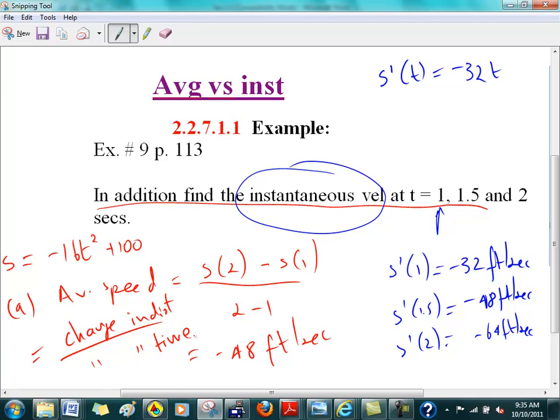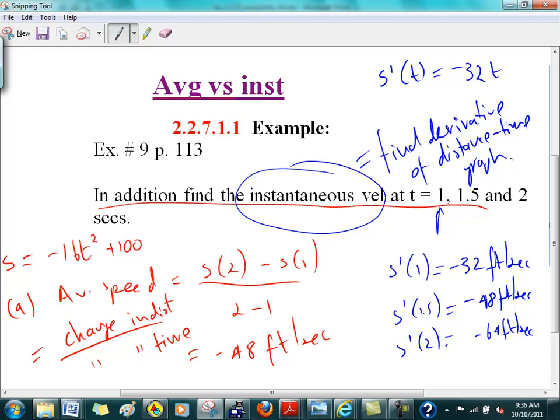And then for instantaneous velocity, does someone want to give me that in words? Find the derivative of the distance curve. Distance time graph. Okay? That's all I need to teach you today. That's it.